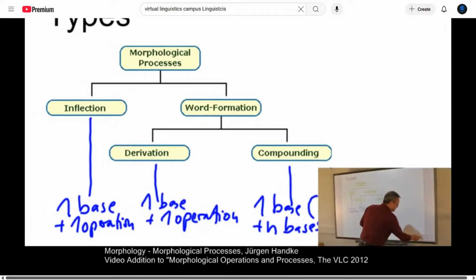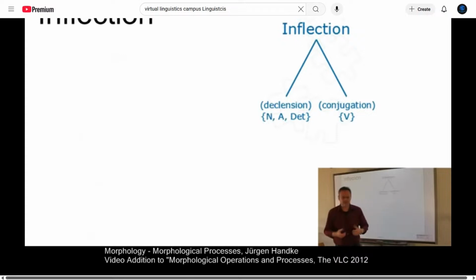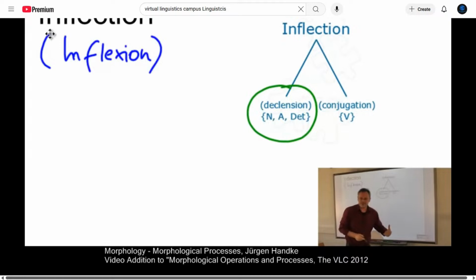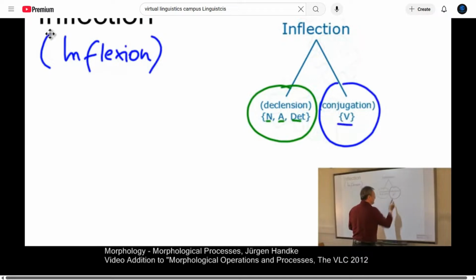Let's now look at them in more detail, and first of all look at some examples and some general information about these processes. Now, inflection is often, as you may have found in the literature, spelled alternatively inflexion, and it is normally subdivided into two types, and that has historical reasons. One type is called declension. It is the inflectional process applied to nominal categories such as noun, adjective, and determiner. And the other type of inflection is often referred to as conjugation, and the main category that is involved here is the verb.